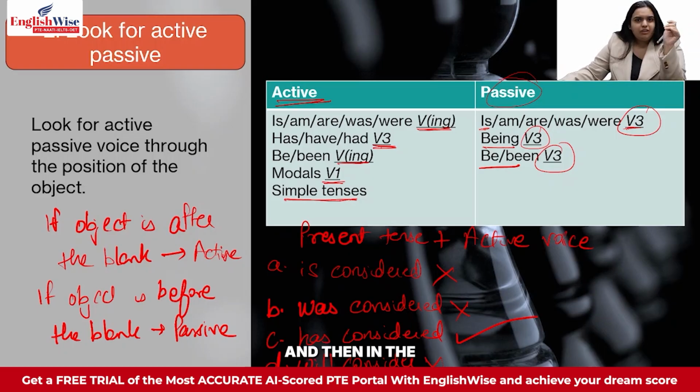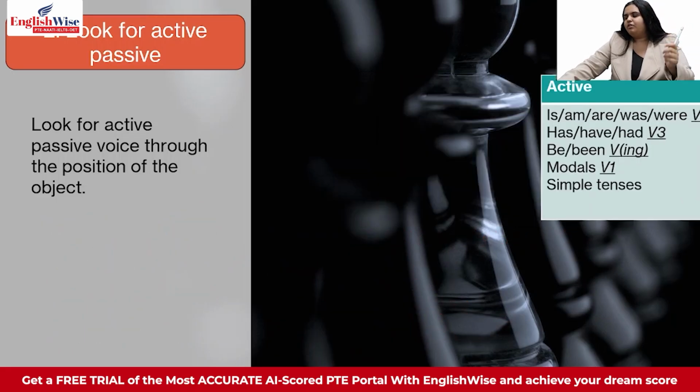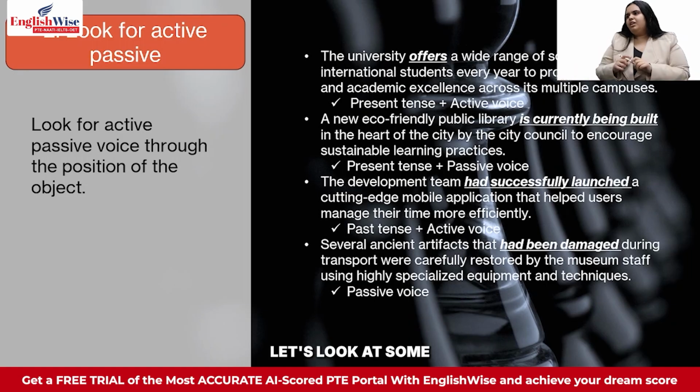Okay, and then in the second step also try and look for active passive voice, because that is the second point of confusion that they can present to you. And if you still don't get the answer, then you move on to step 3, which I will explain after this slide. Okay, let's look at some more examples before we wrap up active passive voice and have a better understanding of it.